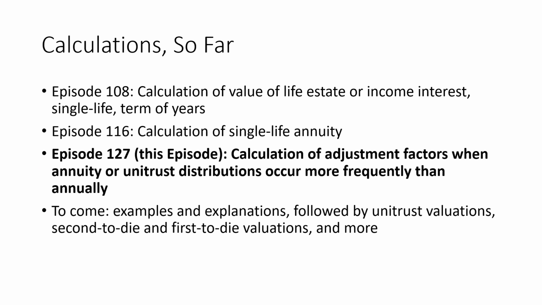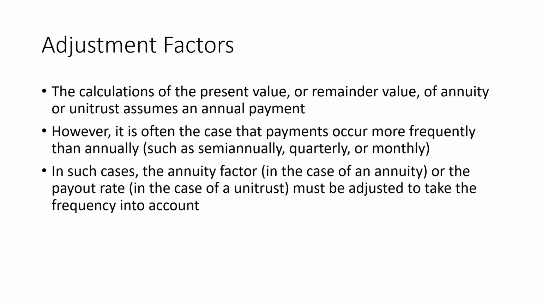So today is all about the adjustment factors that go into an annuity or unitrust calculation. Then in the future, we'll look at more examples and explanations, as I promised, and we'll dig more into unitrust valuations for present value and remainder interest, and also dig into second to die and first to die valuations and more. So there's lots of things to come on the horizon, but we're going to continue talking about estate planning calculations.